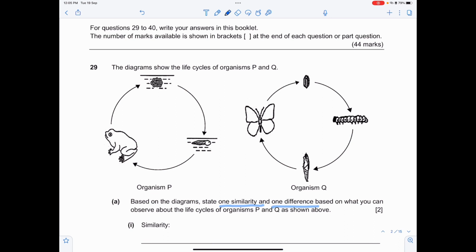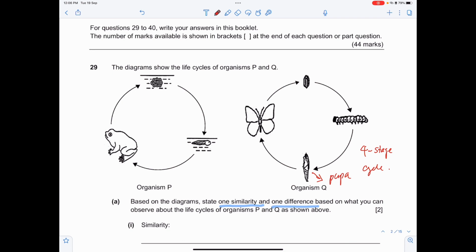Now, whenever you look at life cycles, if you see a stage, okay, this is the pupa stage. If you see a pupa stage, it means that it is actually a 4-stage cycle. That is one thing that you can use to help yourself differentiate between a 4-stage and a 3-stage.